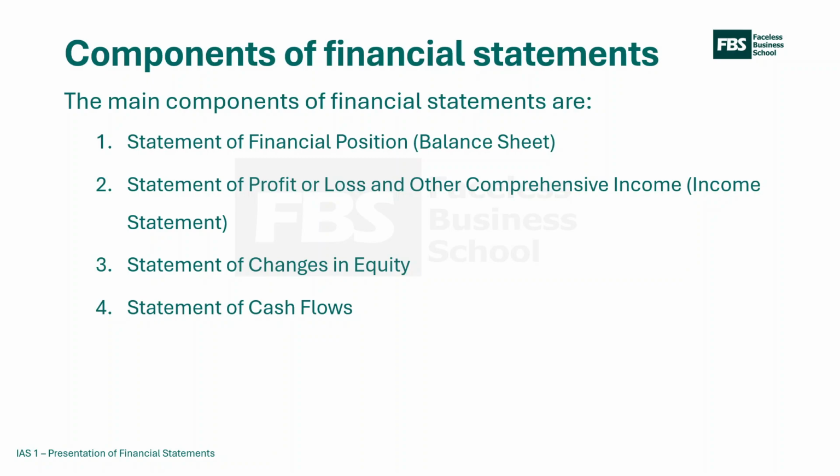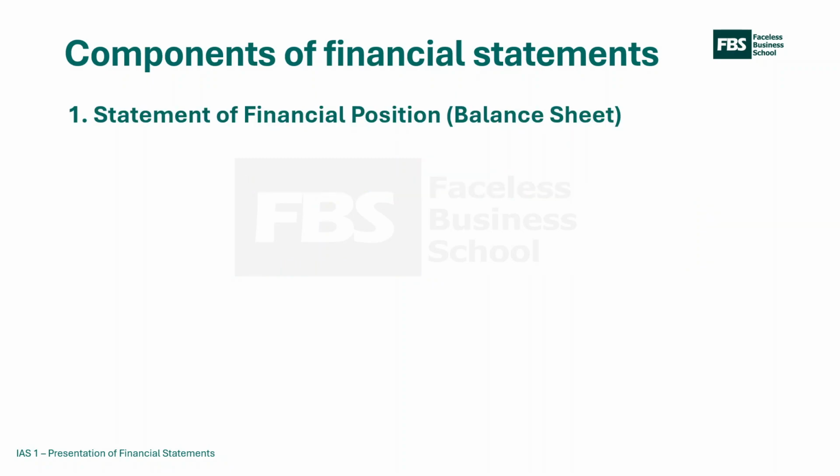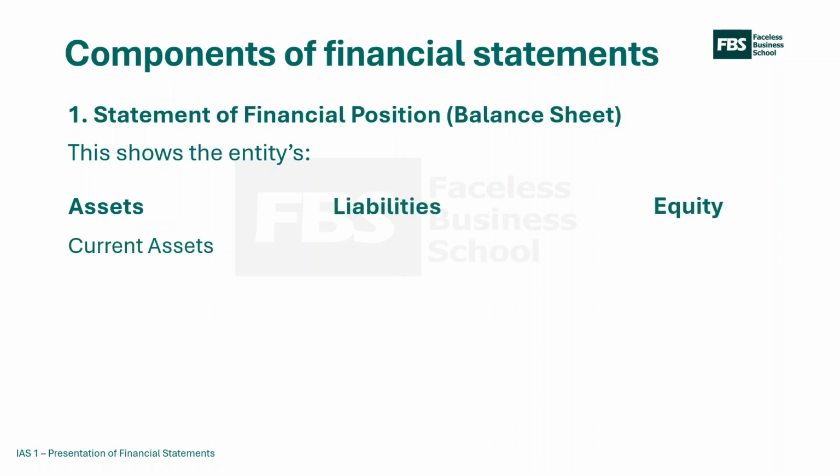We begin with the statement of financial position or the balance sheet. Think of the balance sheet like a snapshot of what the entity owns and owes. This statement shows the assets, liabilities, and equity balances of the business at the end of the reporting period.